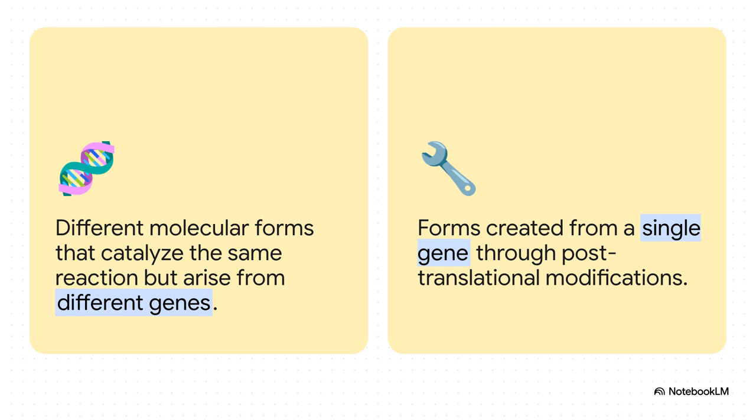So for instance, the alkaline phosphatase that comes from your liver is genetically different from the one in your bones. Isoforms, on the other hand, all come from a single gene. They are just variations of the same protein that get created by modifications made after the protein is built. The subunits of creatine kinase are a perfect example of this.